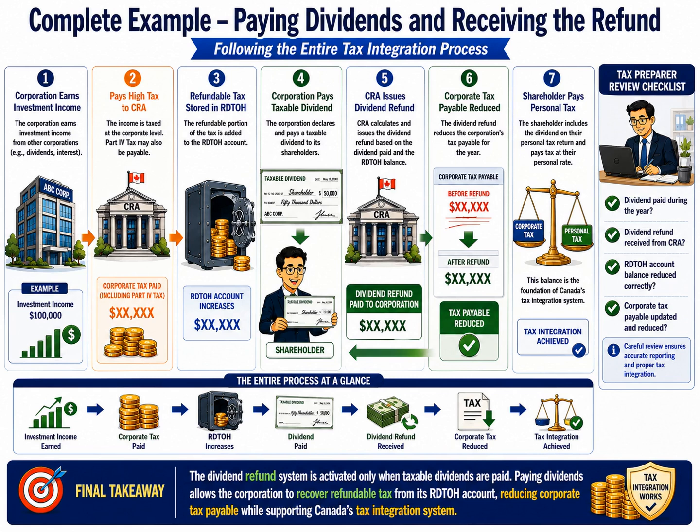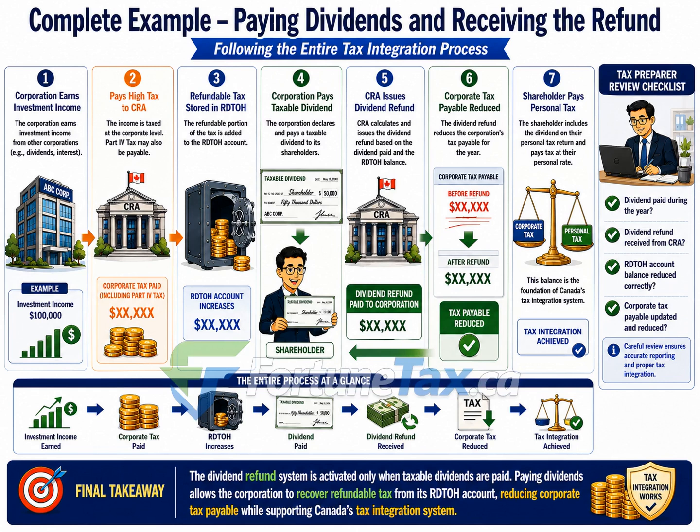Once the corporation pays that taxable dividend, an important event occurs. The Canada Revenue Agency calculates the corporation's dividend refund based on the applicable tax rules and the available balance in the RDTOH account. As the refund is issued, part of the refundable tax that had accumulated in the RDTOH account is returned to the corporation. Because the corporation has now received a dividend refund, its corporate tax payable is reduced. At the same time, the shareholder who received the dividend reports that dividend on their personal income tax return and pays personal tax according to the personal tax rules.